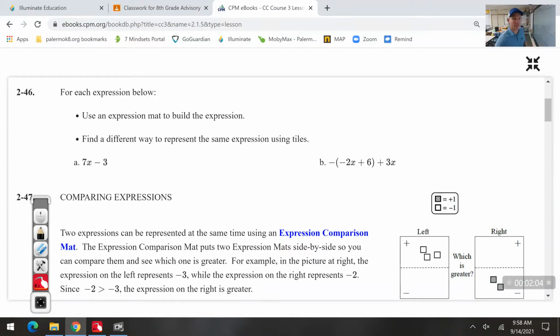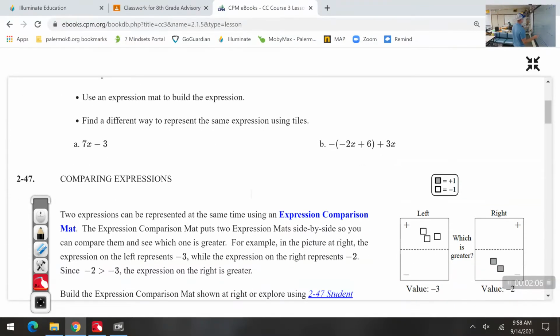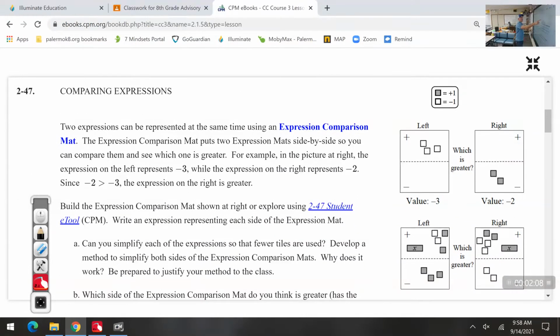Okay, now that you've practiced building those two, we are talking about comparing expressions. An expression is numbers, variables, but there is not an equal sign between them. It's not an equation, Matt. This is an expression. I want you to notice on this problem, I have negative 3 tiles. That's why it says negative 3.